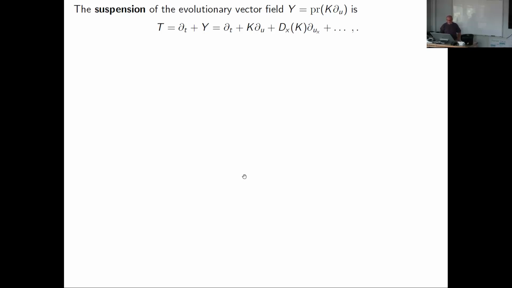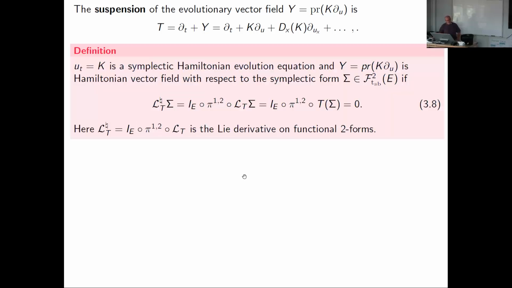You extend it to partial t, and then this scalar evolution equation will be a Hamiltonian evolution equation if its suspension annihilates the symplectic form. That is to say, the symplectic form is invariant under the flow of the suspension. Okay, and so this is all reasonably standard.